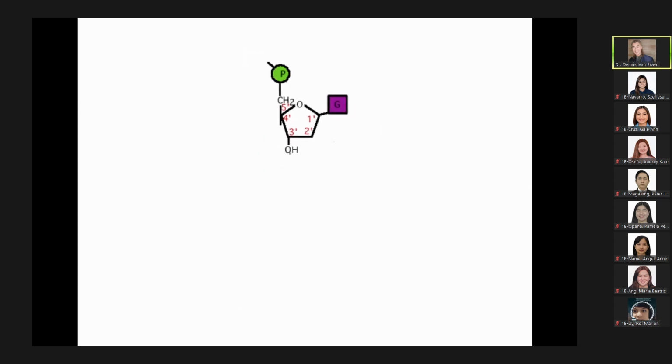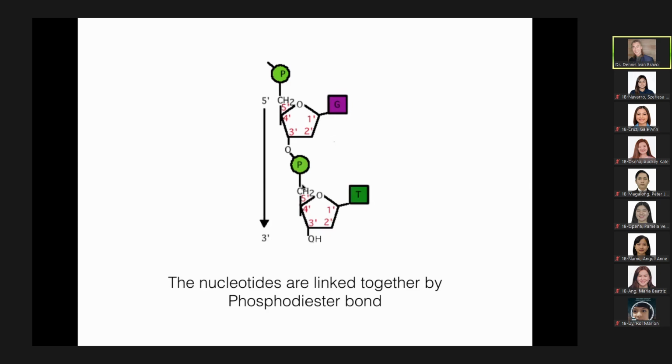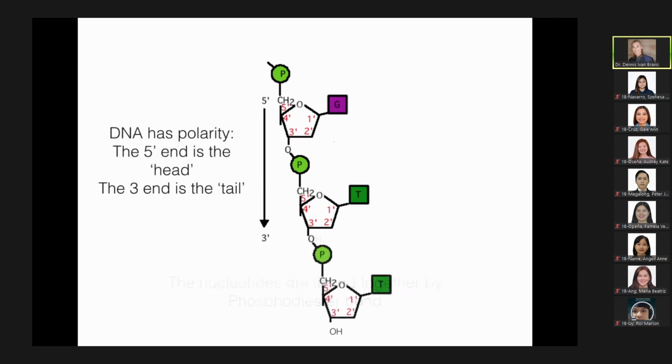Now, nucleotides are linked together by phosphodiester bond. Thus, a DNA would have a sugar and a phosphate as its backbone. Now, as you can see here, DNA has a polarity, which means it has a head referred to as the 5 prime end. Now, this 5 prime end always bears a phosphate. And the reason why we refer to it as the 5 prime end, because what is sticking out here is the 5 prime carbon of the sugar.